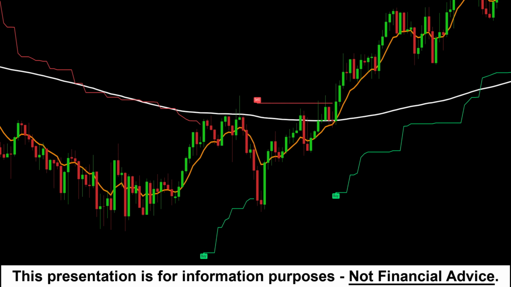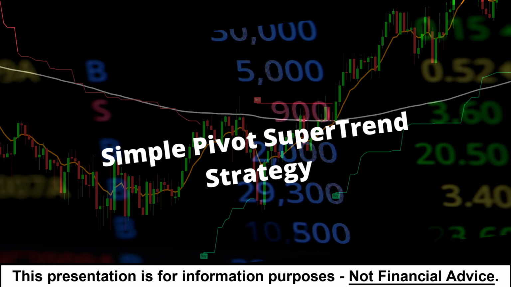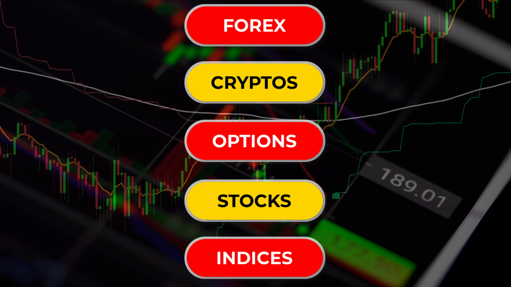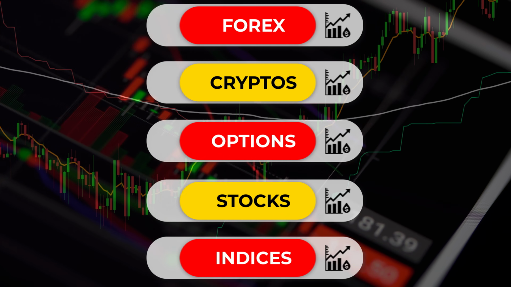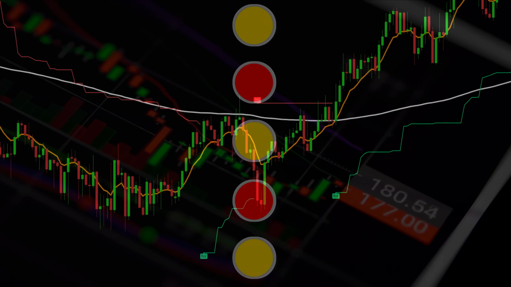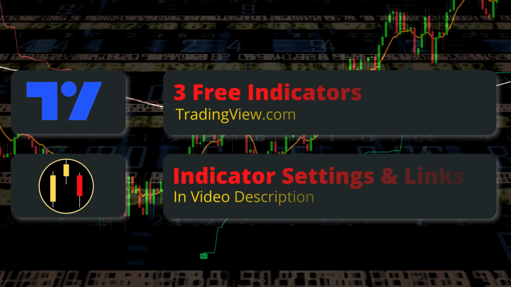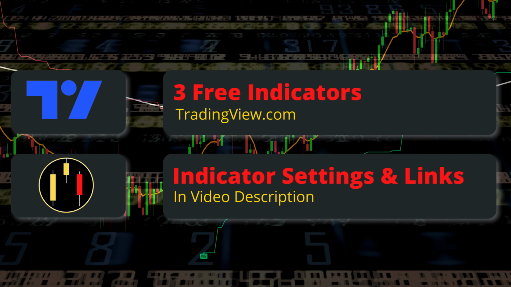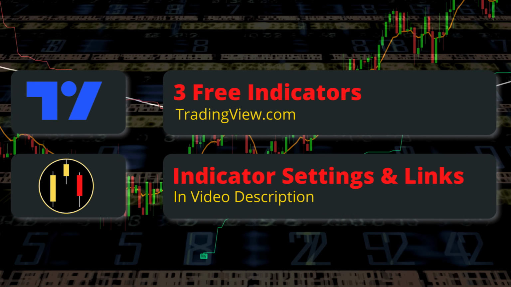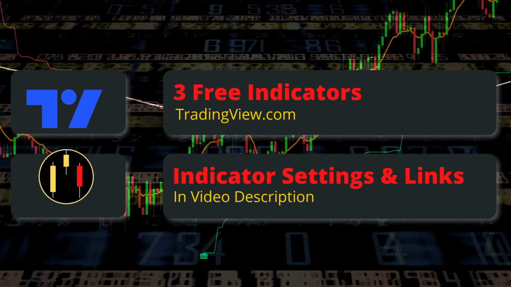I call this system the Simple Pivot Super Trend Strategy. And like most trading systems, it can be adapted to Forex, crypto, options, stocks, indices, or any instrument that has significant volume and market participants. This trading strategy utilizes 3 free TradingView indicators. As always, links and settings to all indicators are listed in the description.